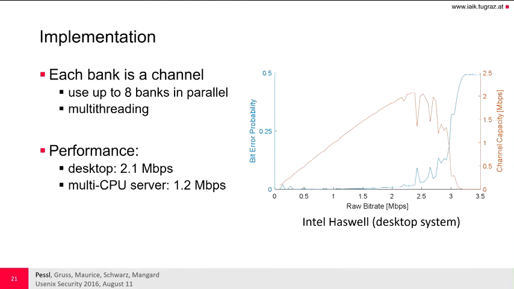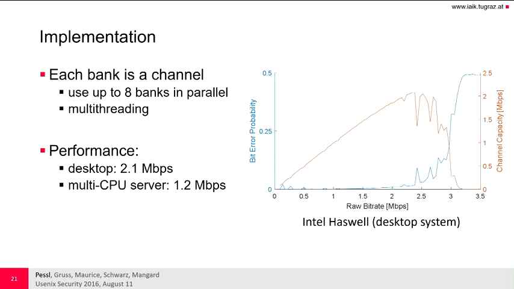We implemented a proof of concept of this covert channel. There we used some tricks, mainly that each bank can be used as a separate transmission channel. We use up to 8 banks in parallel, so we transmit 1 byte per time frame, and we also use multithreading to regain some of the channel parallelism which we lose by doing the measuring.